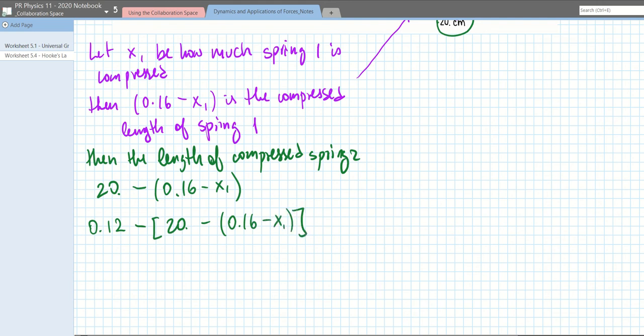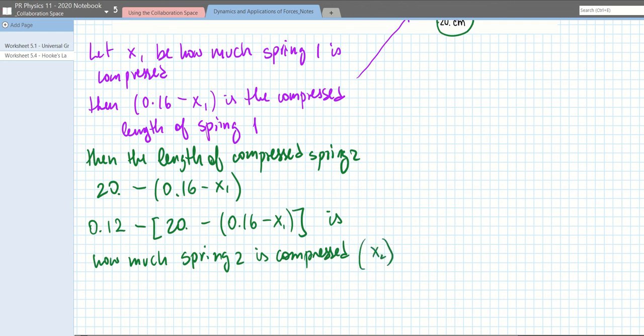Okay? This is how much spring 2 is compressed. So this is going to be our x2. Okay, so you can call this your x2. So x1 is just the difference like that, and x2 is the expression with the x1.